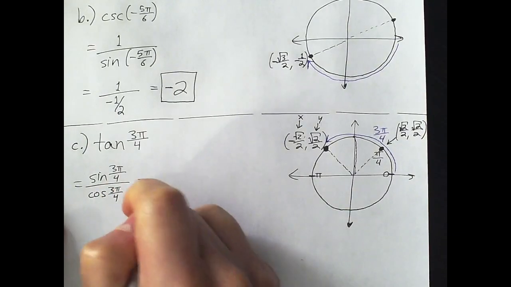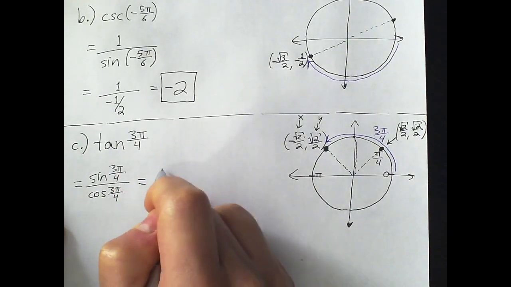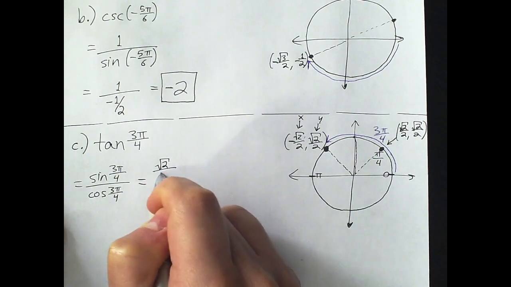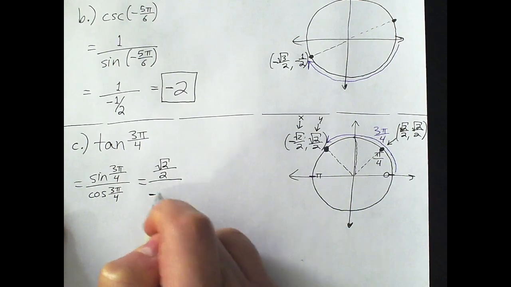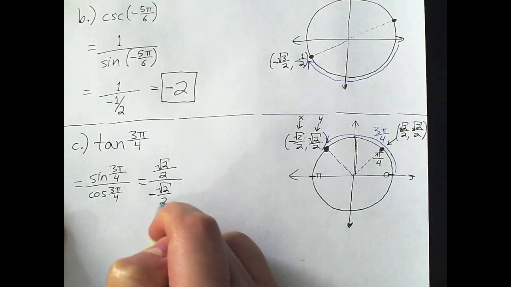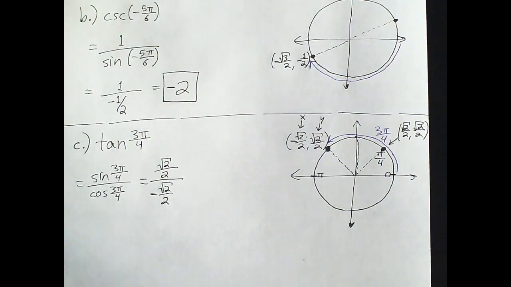All right, let's get back to the actual problem. So sine of 3 pi over 4, we found that that is the square root of 2 over 2. Cosine of it, we found, is negative square root of 2 over 2. So what have we got here? A fraction over a fraction. It looks like a mess. We'd like to clean it up.